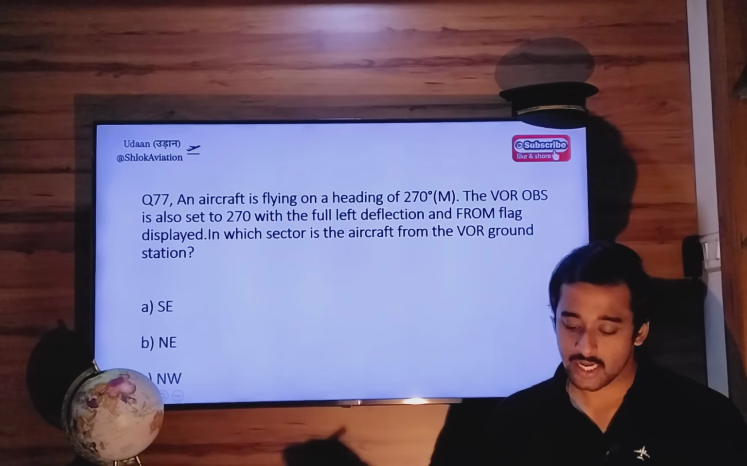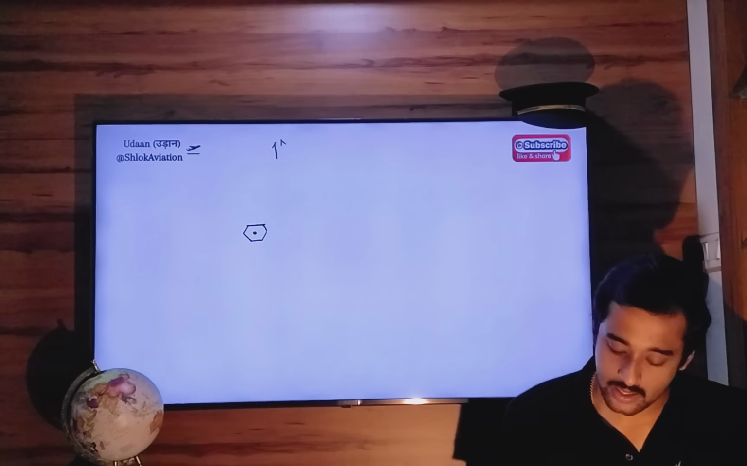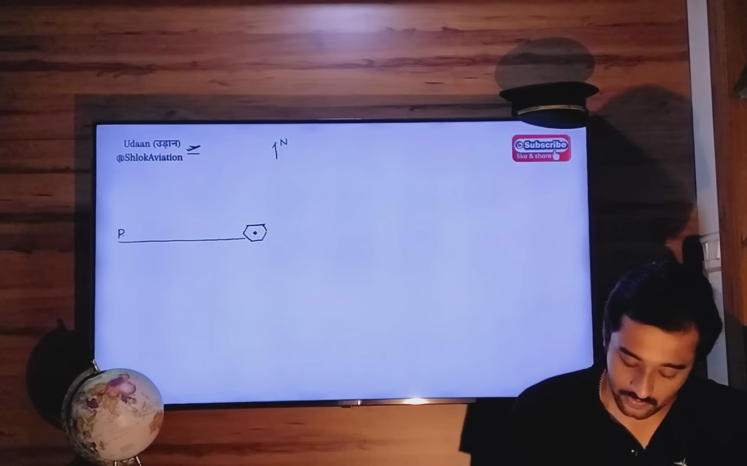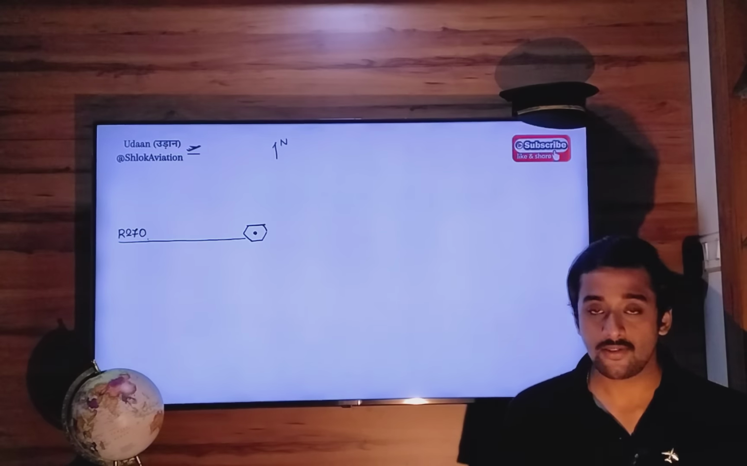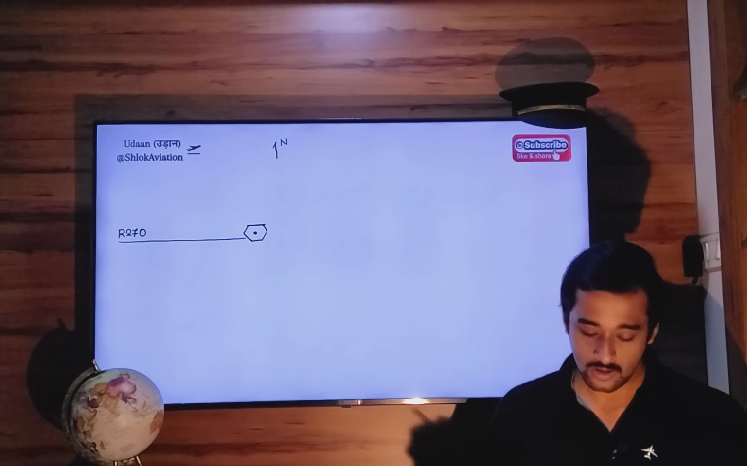Which sector is the aircraft currently flying? Very easy. Let's say this is your VOR station. This is the north datum. This is the radial 270. The aircraft is accurately tracking radial 270 outbound.